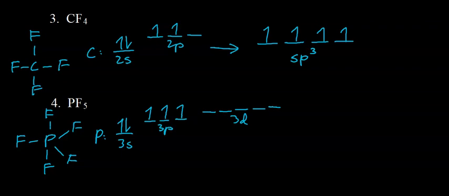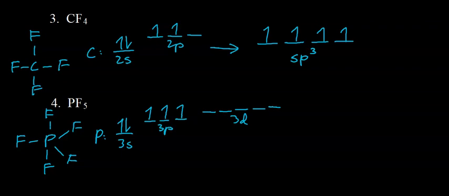So an expanded octet is not possible for every atom. It's only possible for those atoms that have their valence electrons in the 3rd energy level or higher, such as the case of phosphorus. Carbon can't have an expanded octet, nitrogen can't, oxygen can't. All of those have their valence electrons in the 2nd energy level, therefore do not have access to d orbitals that are needed to form the necessary hybrid orbitals.